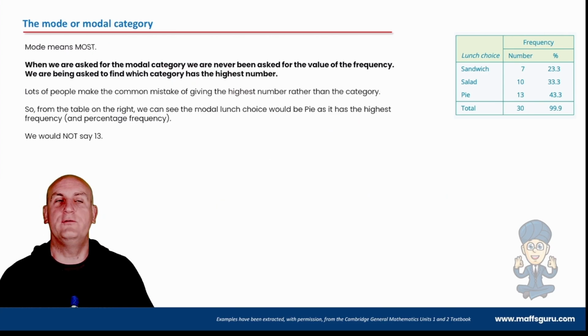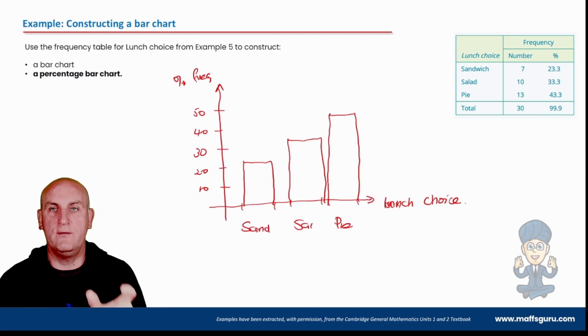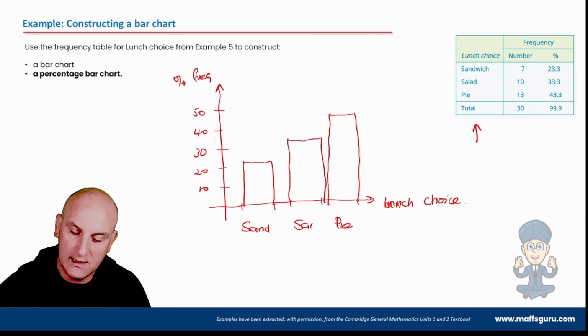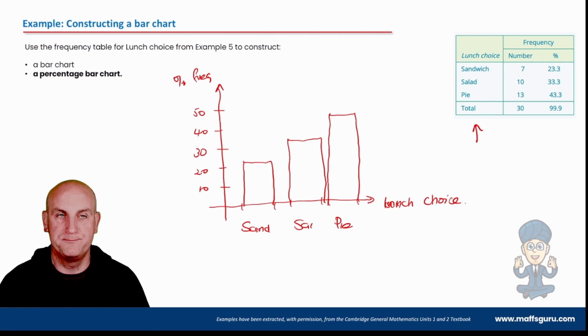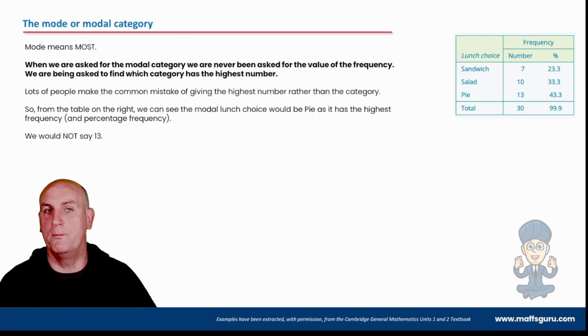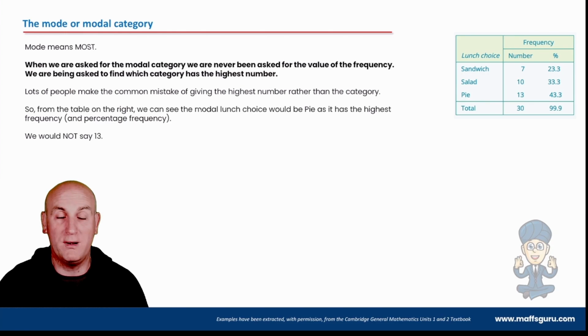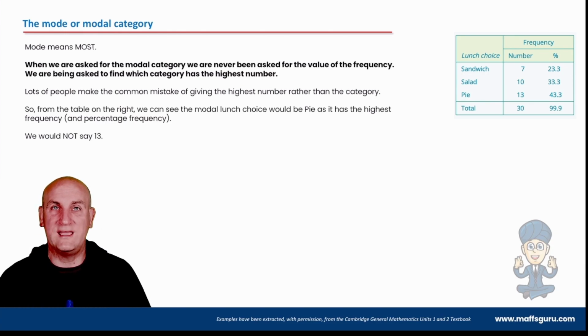The last part of this video talks about mode or modal category. Now again, categories are the words. These are my categories here: sandwich, salad, or pie. And the mode is the most common, the highest bar in there or the biggest number. Now, sadly, a lot of people make silly mistakes here, because when they are asked what is the mode or modal category, a lot of people will put the number down. They'll put the height of the bar down, or they'll read the number from the table. Please don't do that. That's not what it's asking for. It wants the modal category.